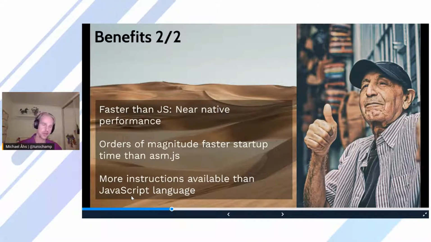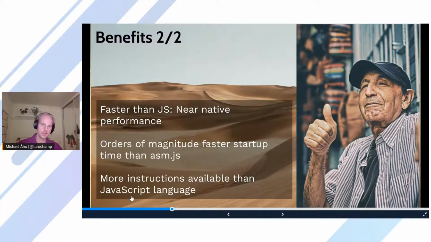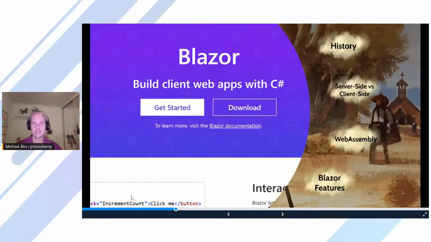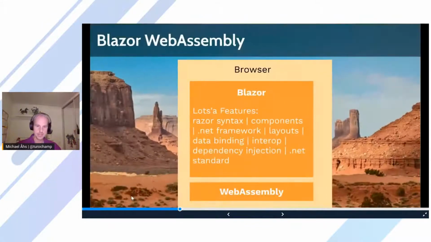I think we're just at the start of what's going to happen in this world. WebAssembly clearly is the future for many things. Blazor is Microsoft's implementation using WebAssembly. It's just the start of what's going to happen here, but it's a very exciting start, especially for the ones that already live in the world of .NET. Let's have a look at its features.